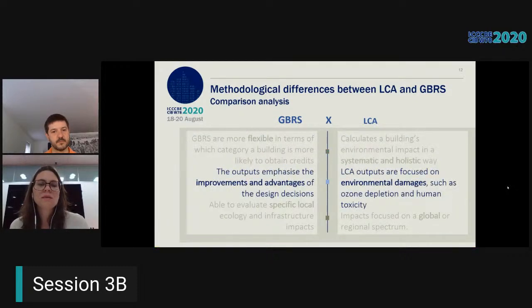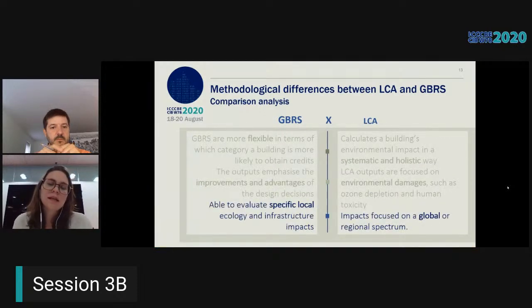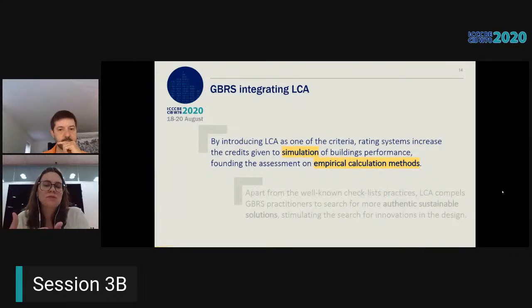Also, in rating systems, the outputs emphasize the environmental improvements of the design decisions because it awards the building with a certification level. But LCA outputs are focused on environmental damages such as ozone depletion or human toxicity. And another difference is that rating systems can evaluate specific local ecology and infrastructure impacts, such as the influence of the buildings on the microclimate, as well as the ability to modify the surrounding transportation system. And LCA has a limited set of impact categories because it focuses on global or regional spectrum.